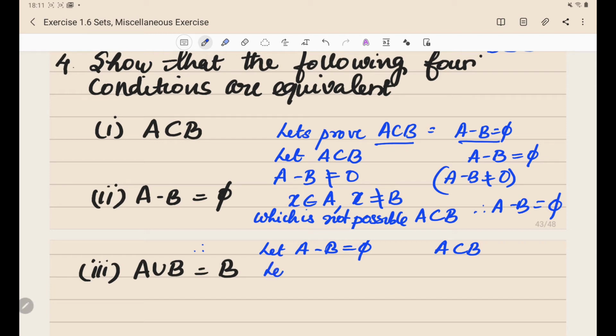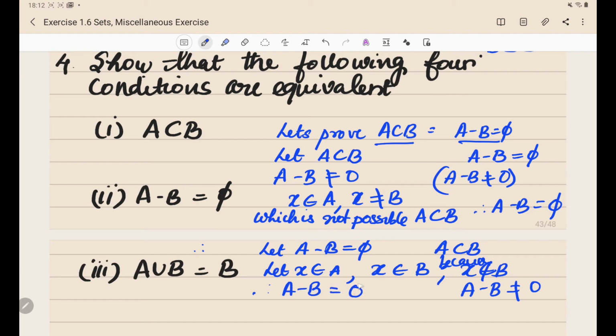Okay, let x belong to A. Consider that x is an element of A, then you can clearly say that x is also an element of B. Why? Because if x does not belong to B, then A minus B is not equal to phi. Therefore, since A minus B is equal to phi, this implies that A is a subset of B. Hence, we have proved that the first condition is the same as the second one.